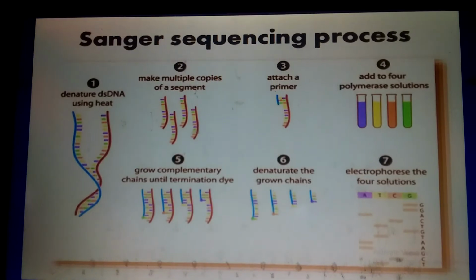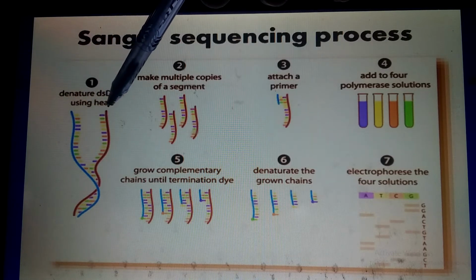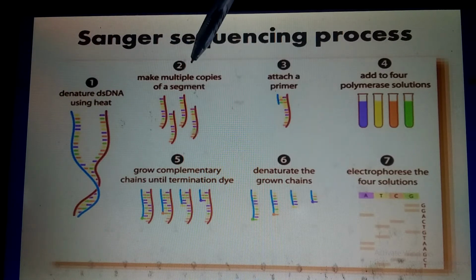Okay, now this is the overall process of the Sanger sequencing. In the first step, you can see here, this is the double-stranded DNA which is denatured into single strands. And then this single strand, what will happen? It undergoes the annealing process, and the primer attaches to it.